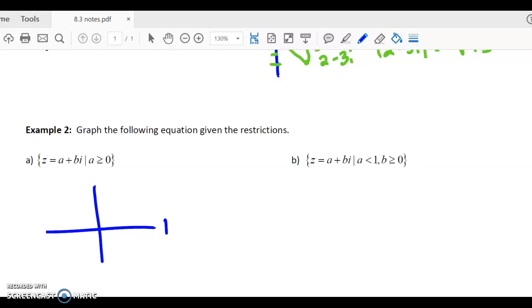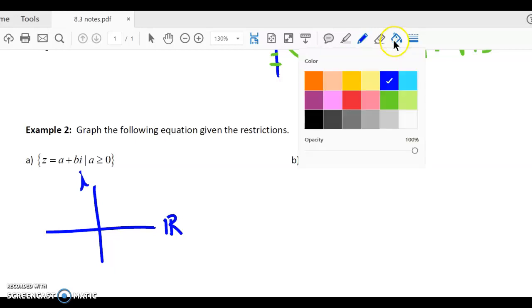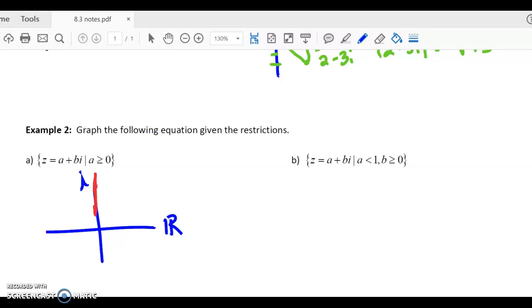So remember, we have the real axis, we have the imaginary axis. So if we think about a has to be greater than 0, a is greater than 0 means basically the y-axis, but in this case the imaginary axis, and to the right. It doesn't give us a restriction on b, so we actually shade. Think of it like being in quadrants 1 and 4. Any complex number in quadrants 1 or 4 would work. You try B, and I'll pause for a moment.